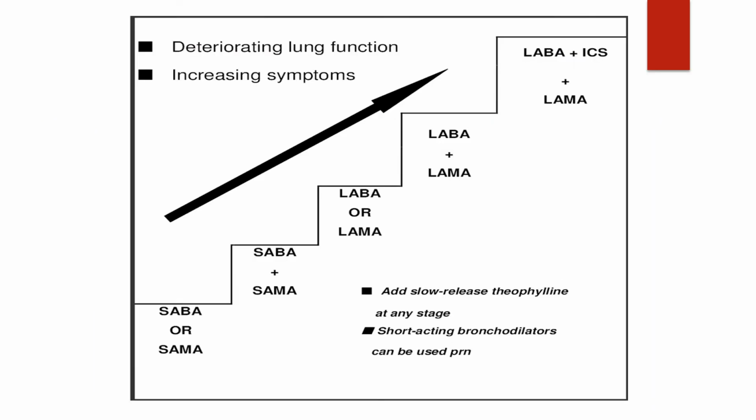So you can see from the previous slide that it's typically a stepwise fashion in treatment. You first start out with a short-acting beta agonist or a short-acting muscarinic antagonist, and then you add them together, and then you add a LABA or a LAMA, then you add both of those together, and then you consider adding an inhaled corticosteroid to the previous treatment.